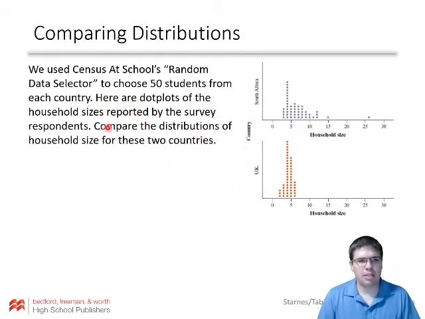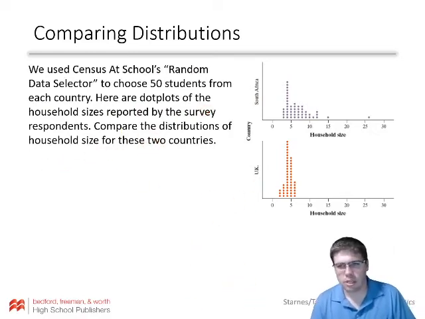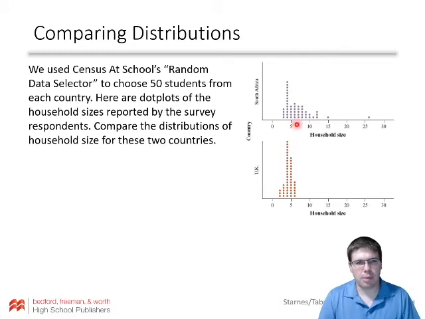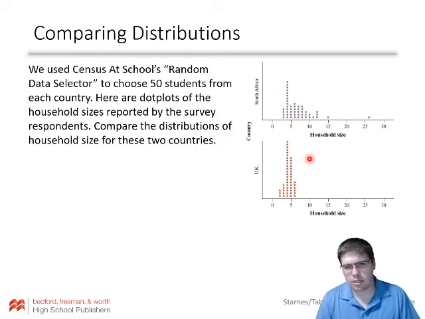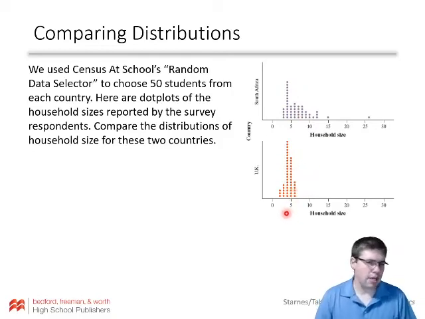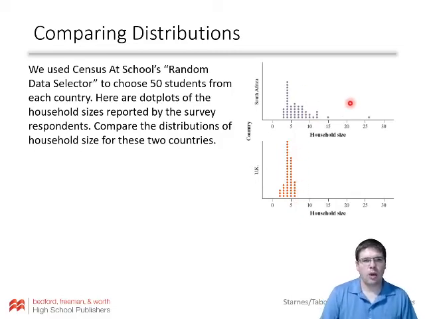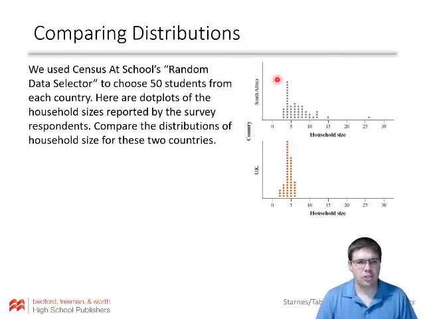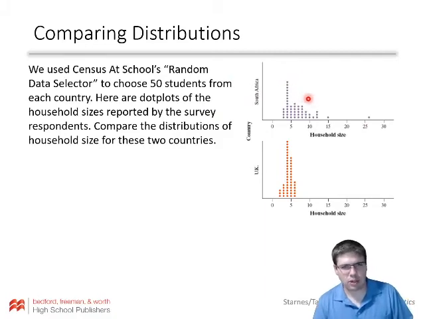And here are the dot plots of the household sizes reported by the respondents. Compare the distributions for these two countries. So we want to make sure we compare. They're both centered at about the same spot, right? They both kind of have peaks right around 4 or 5. And we could give a specific median if we wanted to as an example of a center. But the other features are not the same, and we want to make sure we cover that. So up here, this shape is skewed to the right, right? We have some households that are much bigger. So that's a skewed right shape.